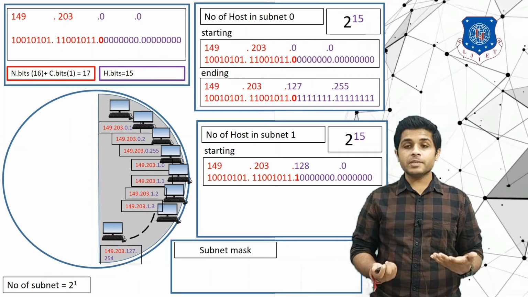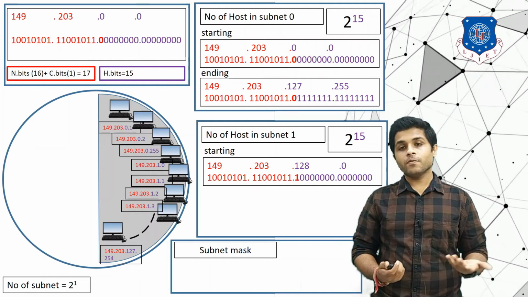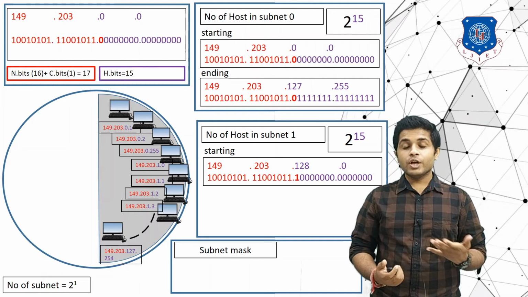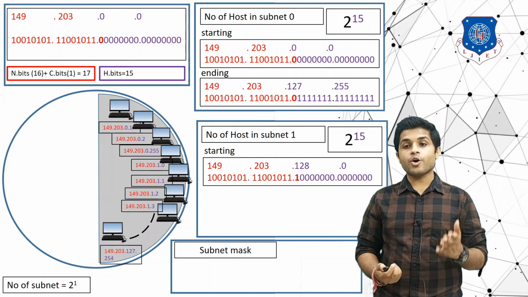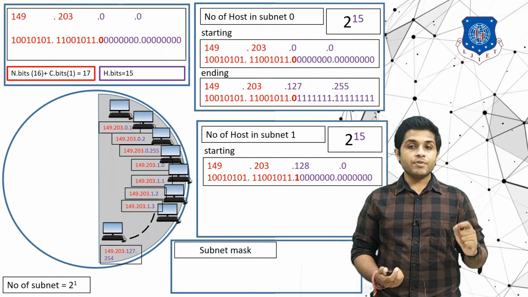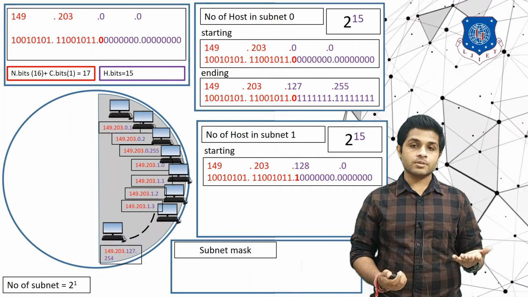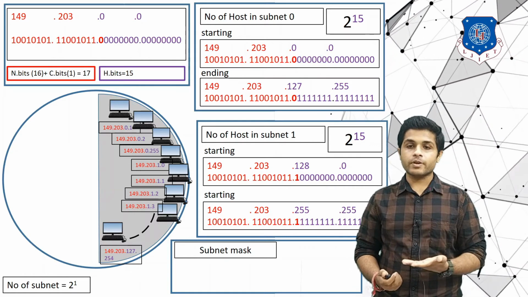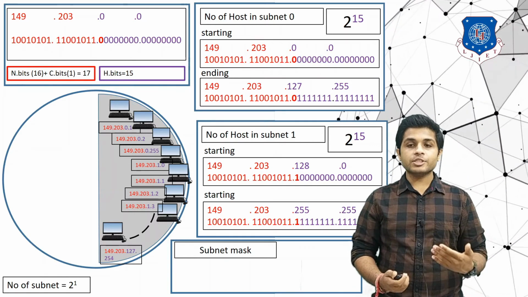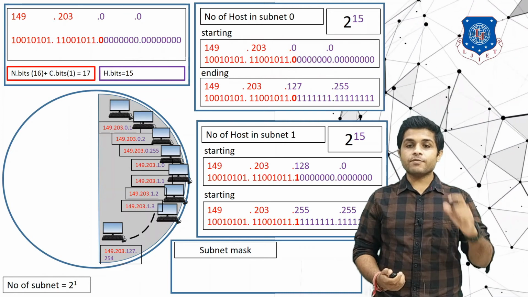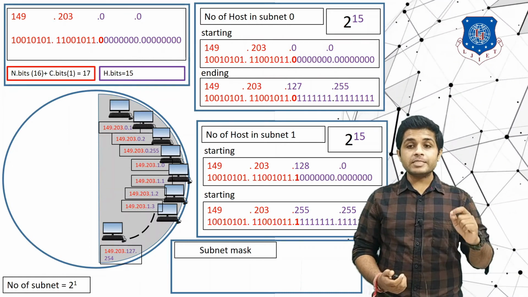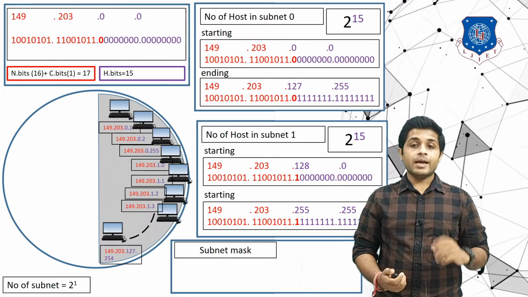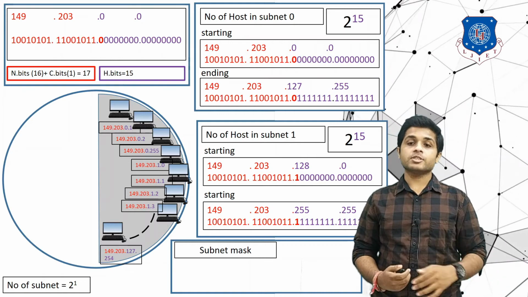How many hosts will be there in subnet 1? 2 raised to 15. Now what is the last address in subnet 1? To find the last address, we will set all the host bits to 1 and we will not change the value of the converted bit. So you will get 149.203.255.255. The first and the last address will never be used, because the first address is the subnet address of subnet 1 and the last address is the broadcast address of subnet 1.